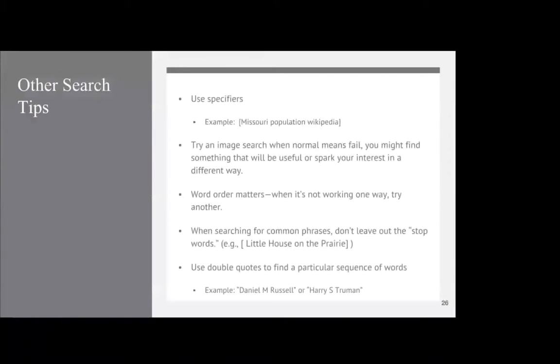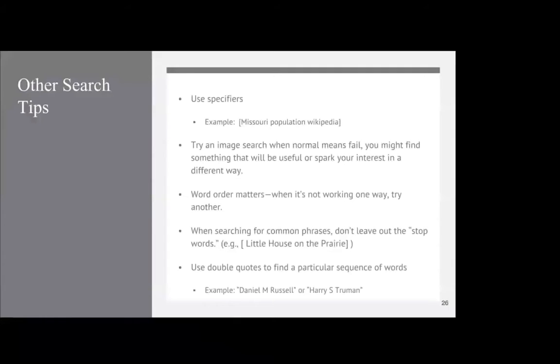You also might want to use things that will give you specific results. For example, Missouri population Wikipedia. You might want to add that in if you're looking for a particular source of information. Sometimes an image search, and I'm going to show you how to do that, may help you find something. Like the example I remember from this: if you search for a diagram of a bicycle, you might find a picture that's labeled with the parts of the bicycle, and you might find the name of a particular part you're looking for.